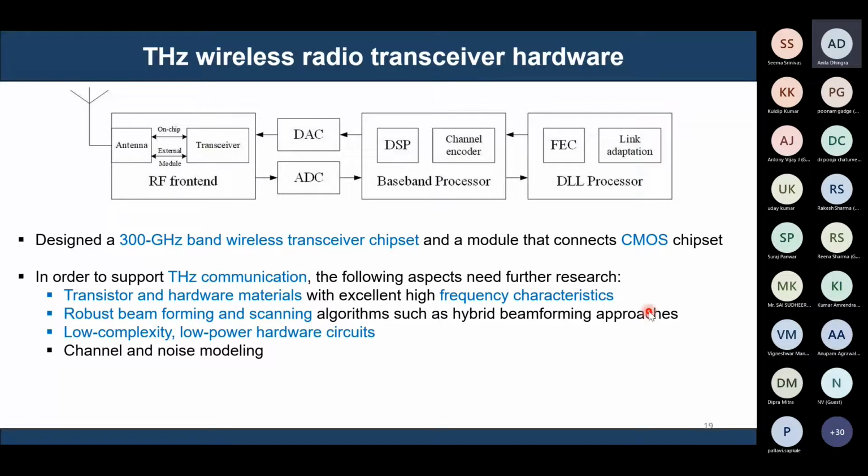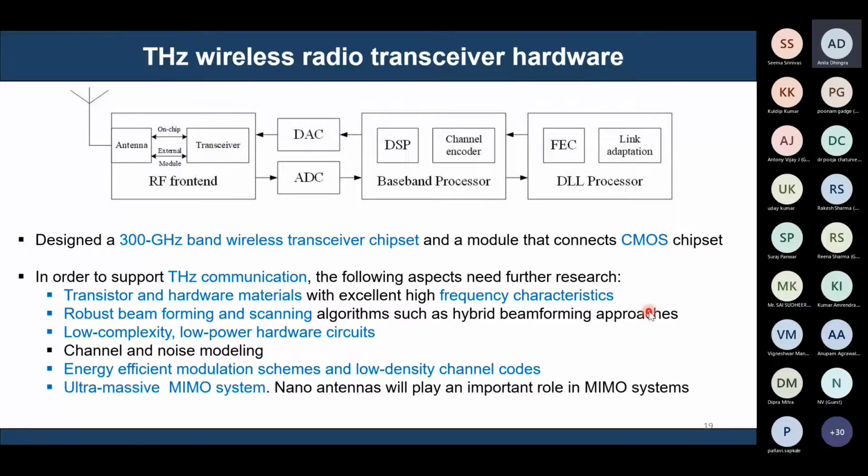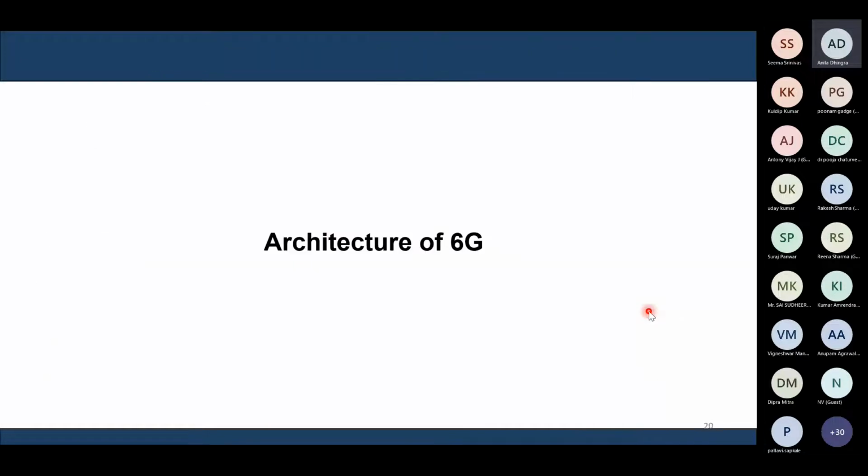We need to have channel and noise modeling. We also have to have low energy efficient modulation schemes and low density channel codes when we design the hardware. These are the open challenges we have. We have to design ultra massive MIMO or super MIMO, which is suitable for sixth generation. Another trouble is synchronization. So the hardware must be synchronized nicely, correct?